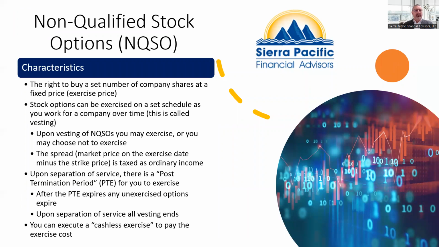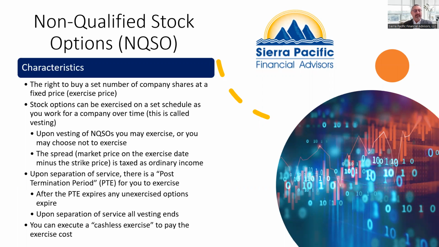Okay, so today we'll start with non-qualified stock options. So the basic character of a non-qualified stock option is it's the right to buy a set number of company shares at a fixed price, and that fixed price is known as the exercise price. The stock option can be exercised on a set schedule as you work for a company over time. That's the vesting period. And upon vesting of those non-qualified options, you may exercise or you may choose not to exercise. That is completely up to you. And of course, that decision has tax implications for you.